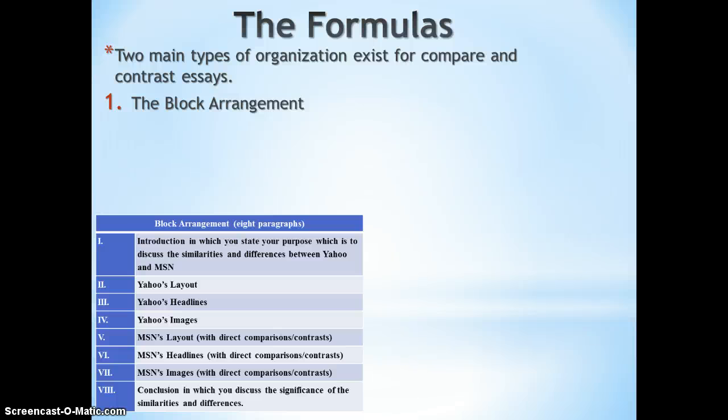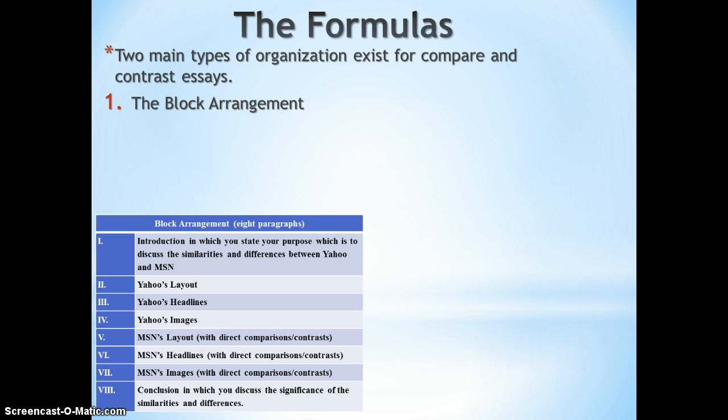You would discuss Yahoo's layout in one paragraph, then Yahoo's headlines in another, then Yahoo's images in another. And then in the next paragraph, when you start talking first about MSN's layout, you're going to make direct comparisons. And then you talk about MSN's headlines and make direct comparisons, and then MSN's images and make direct comparisons. And then in the conclusion, you discuss the significance of these similarities and differences. So this is the block arrangement.